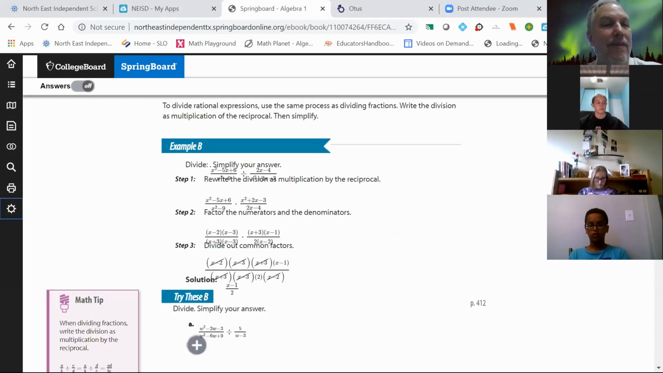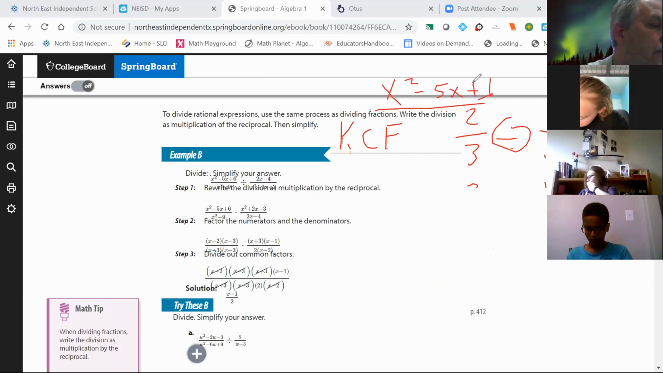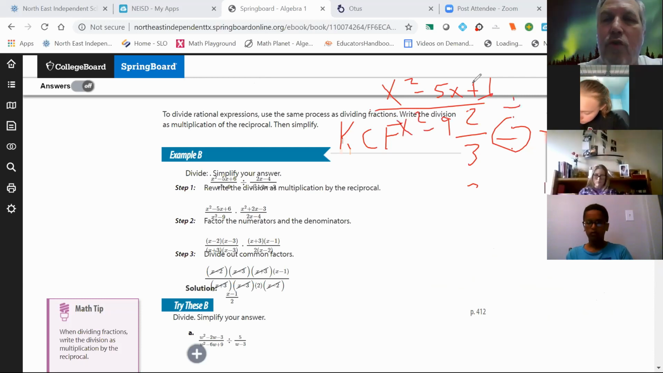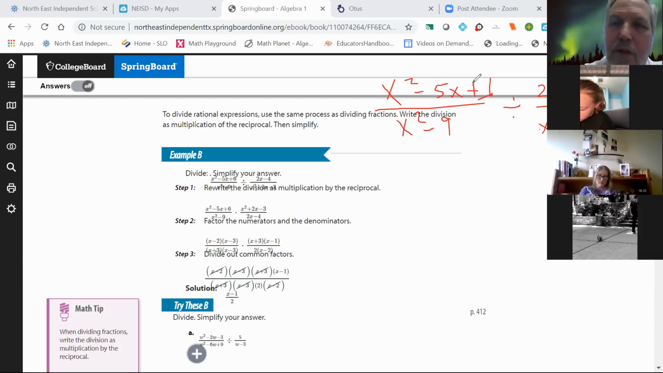Now, example B is division. So we're going to start off with the problem. It's going to be x squared minus 5x plus 6 over x squared minus 9 divided by 2x minus 4 over x squared plus 2x minus 3. And I would recommend you take care of the keep, change, flip immediately before you do anything else.